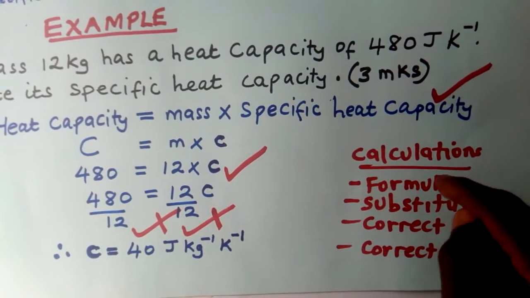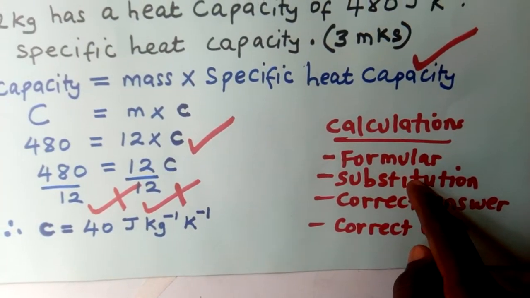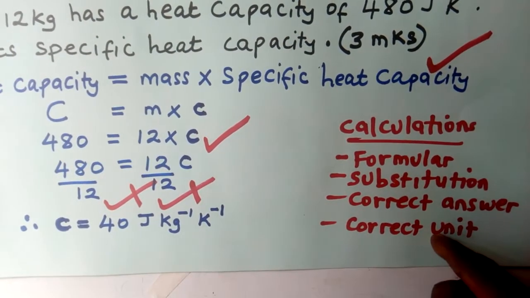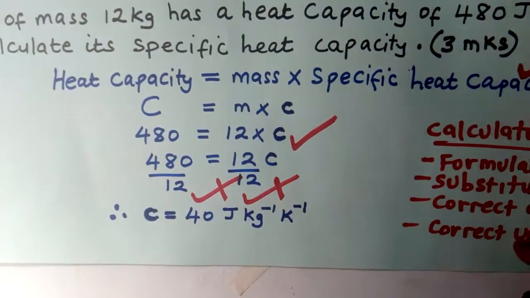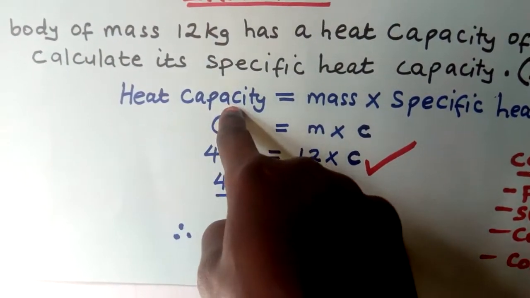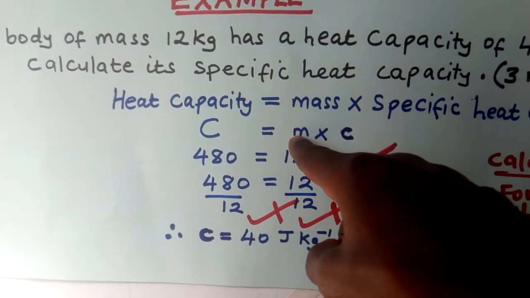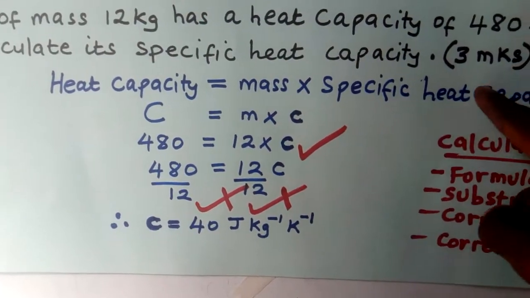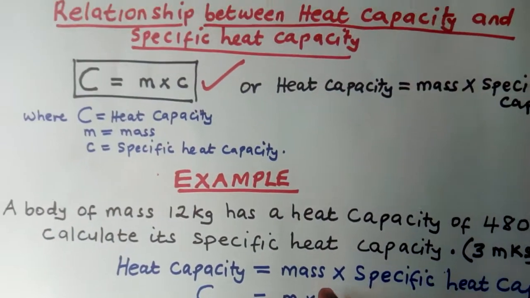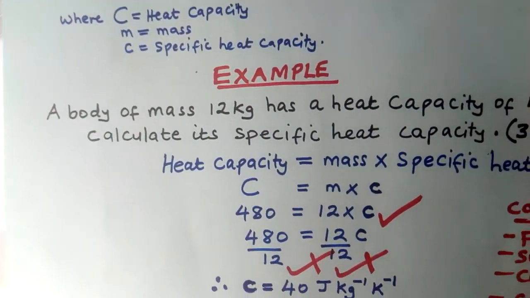For you to get all the 3 marks, you have to write the formula, then you substitute very well, get your correct answer, and then you get your correct unit. So let us do that to get all the marks. So we shall write our formula. Heat capacity, which is capital C, is equal to mass, which is small m, times specific heat capacity, which is small c. You see, we got that from here. So you just transfer that information here. That is already the formula.